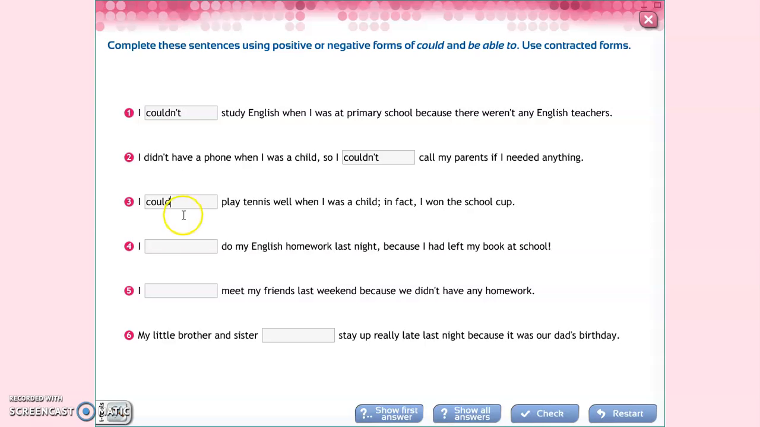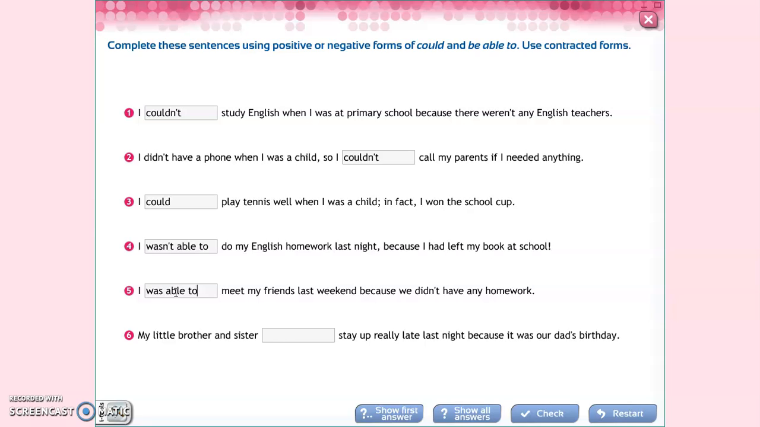Now, attention, because in number 4, I'm talking about something that I wasn't able to. So, I wasn't able to do my English homework last night because I had left my book at school. Number 5. I was able to meet my friends last weekend because we didn't have any homework. And because this is not an ability, right? We're not talking about abilities.